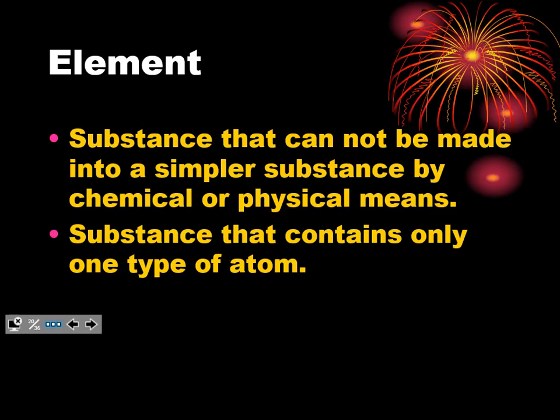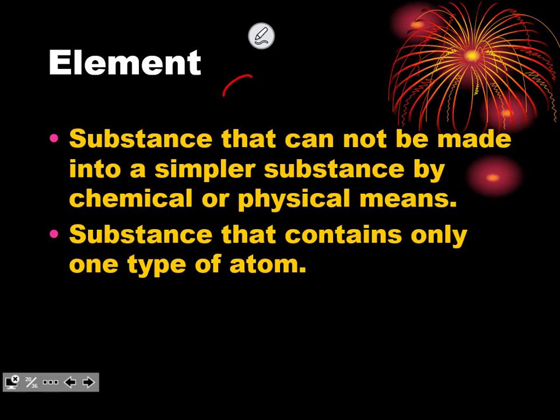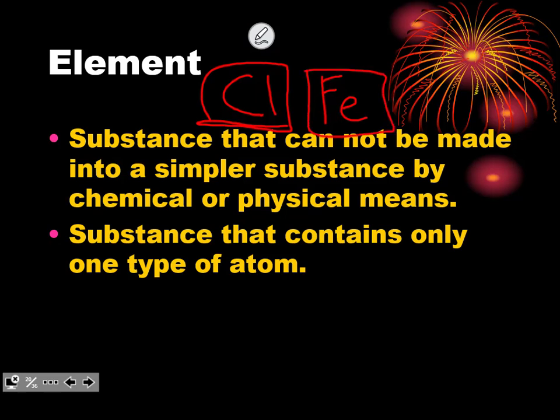All right, so elements. This is a substance that cannot be divided into a simpler substance by chemical or physical means. A substance that contains only one type of atom. Now, that can be something like chlorine, Cl, okay? All right, iron, Fe. These are both elements, because you can't subdivide chlorine any further and still have the same properties of chlorine. You can't divide iron, Fe, any further and still have the properties of iron.